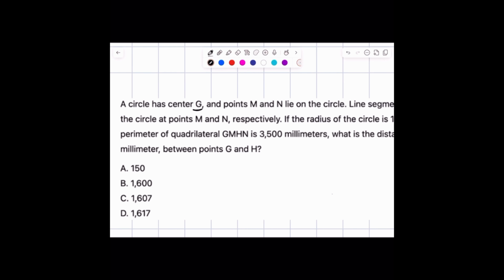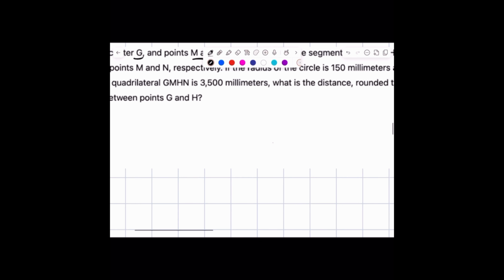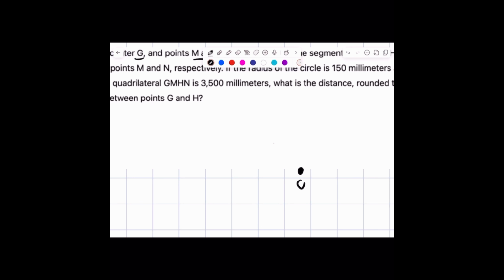A circle has a center G and points M and N lie on the circle. So let's draw this out real quick. Center at G and points M and N lie on the circle.